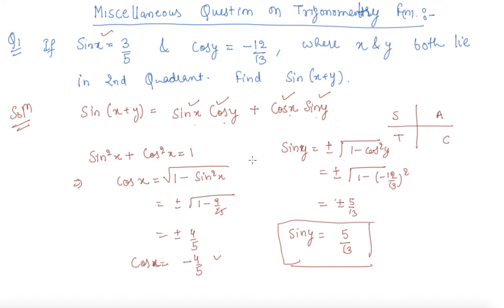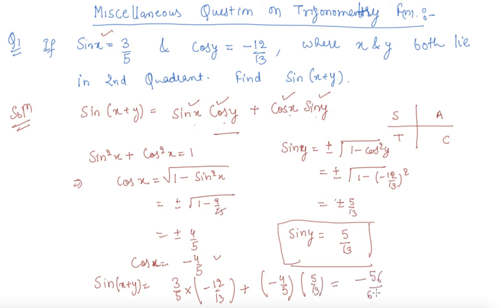Putting all the values in the formula, we get sin(x plus y), where sin x is 3 by 5, cos y is minus 12 by 13, plus cos x is minus 4 by 5 into sin y, which is 5 by 13. So what we are getting is minus 56 by 65.